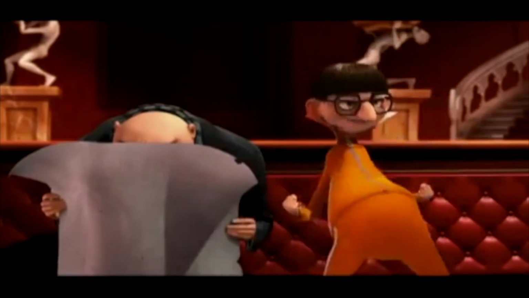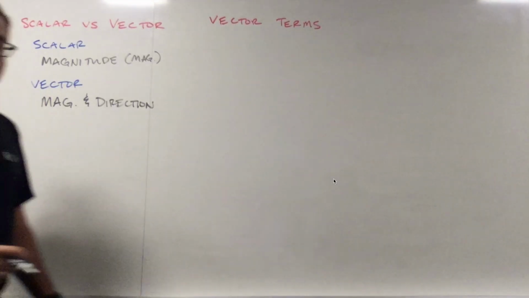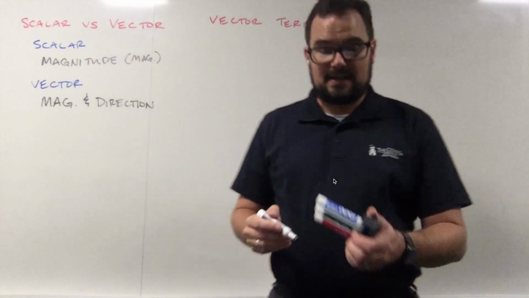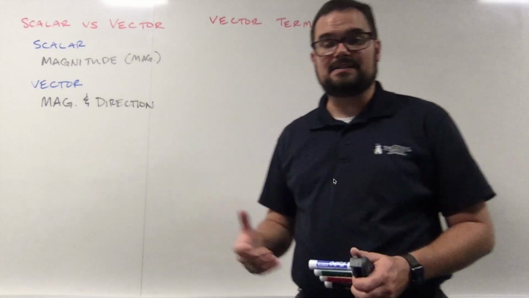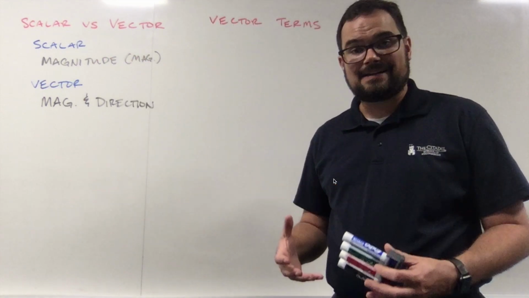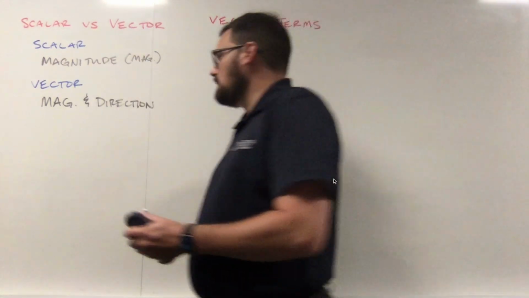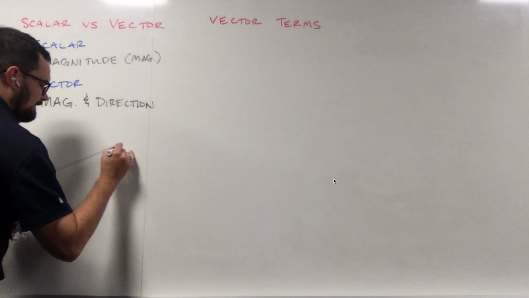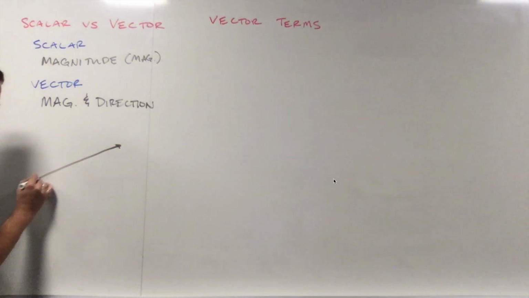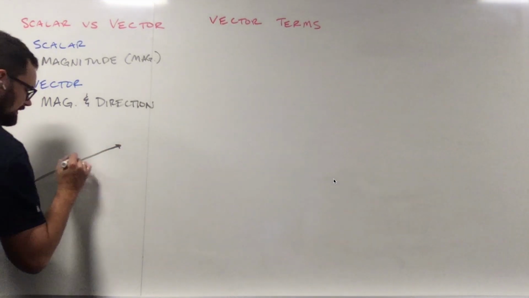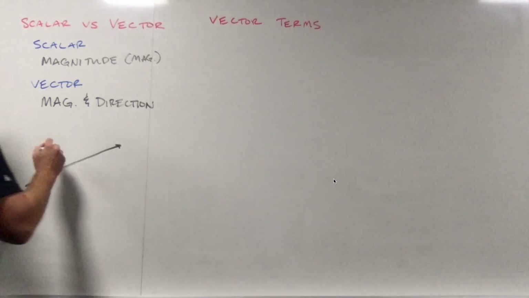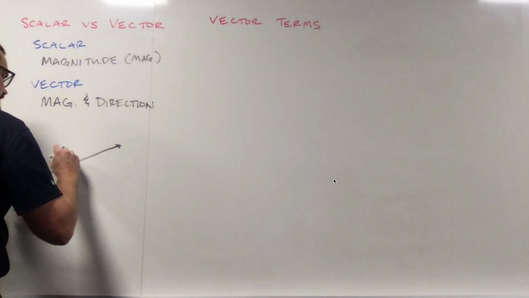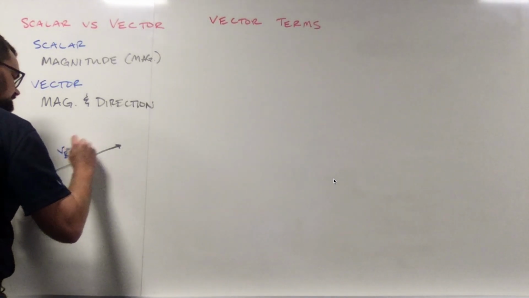Hopefully when you watched the clip, you recognized what Vector said a vector was. A vector has both magnitude and direction. It's represented by an arrow. So we might have an arrow like this, representing a vector quantity. That vector is going to have a magnitude indicated by some sort of length.